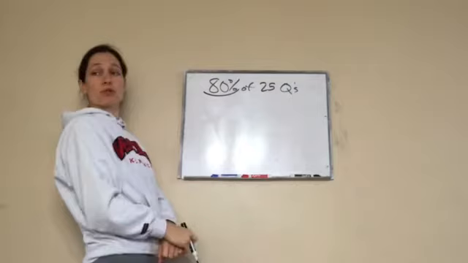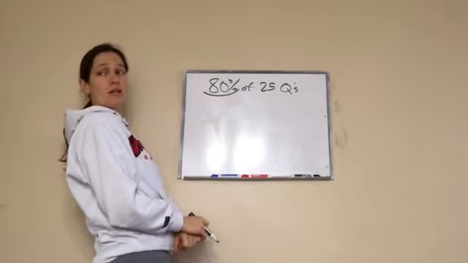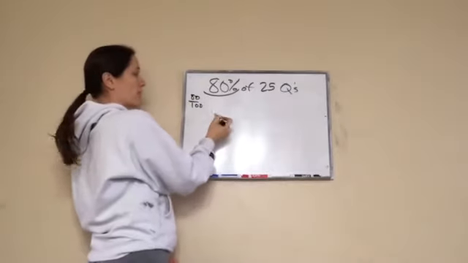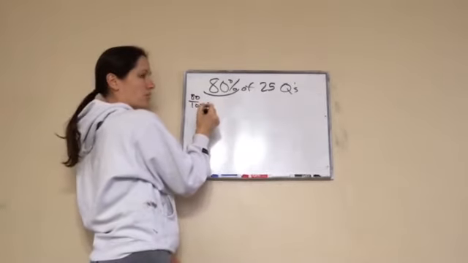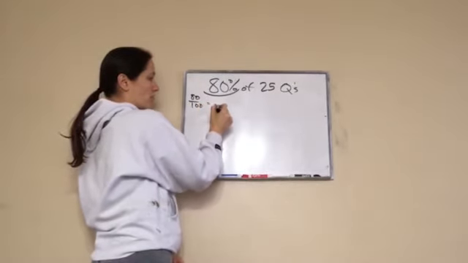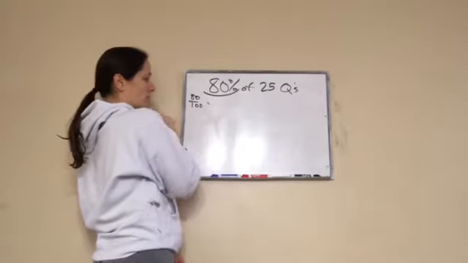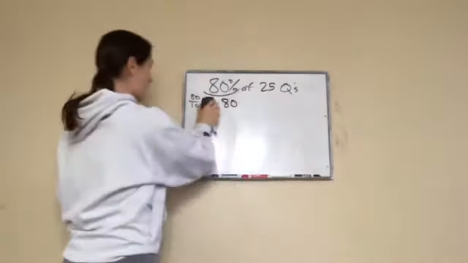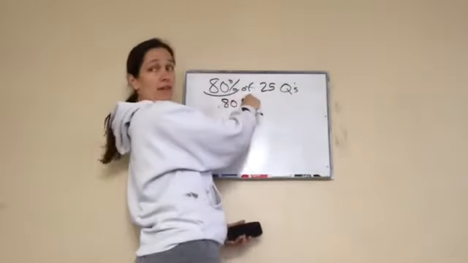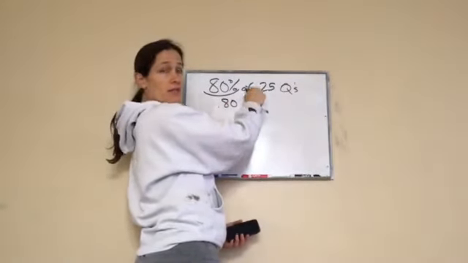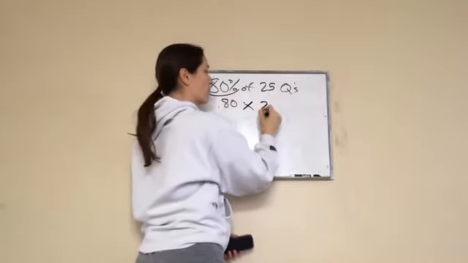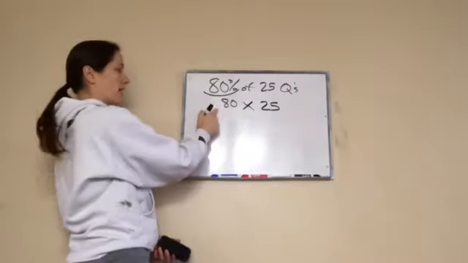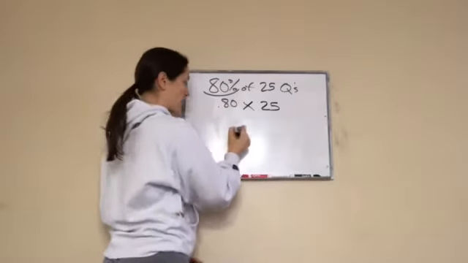Fraction or decimal number? Which one do you want? Decimal. Okay. As a fraction, it would be 80 over 100, right? Which would really be what as a decimal? It would be 0.80. Very good. Of in math means times. So 0.80 times 25.